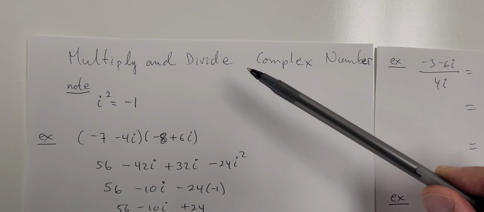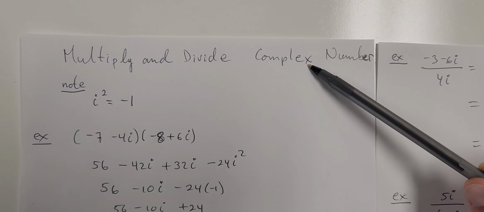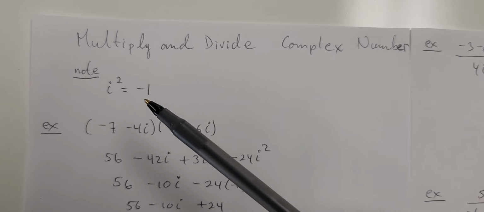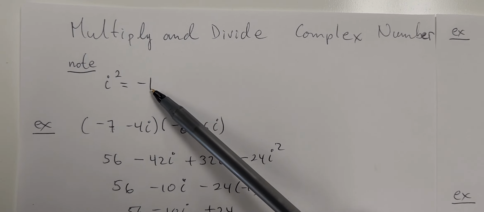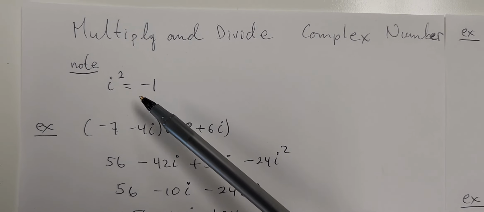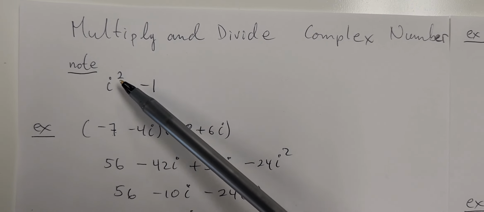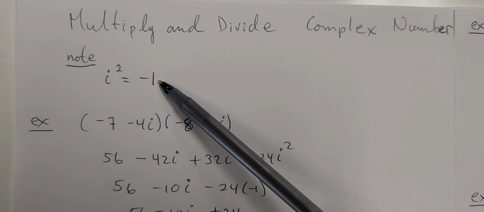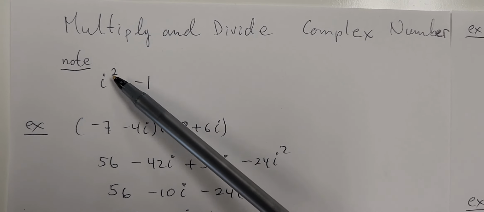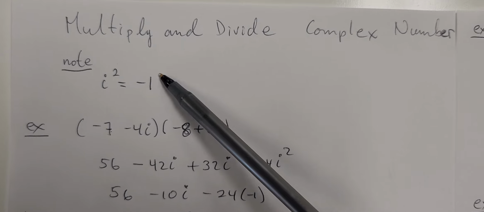This lesson is multiply and divide complex numbers. Note, when I see i squared, I will turn it into -1. One more time: when I see i squared, it is equal to -1. So replace i squared with -1.